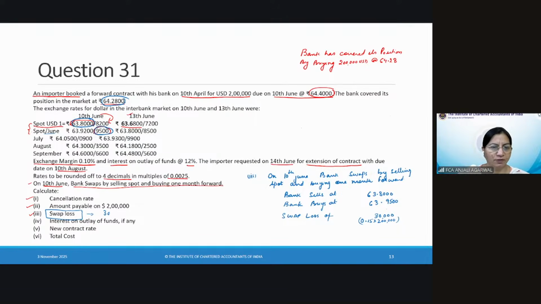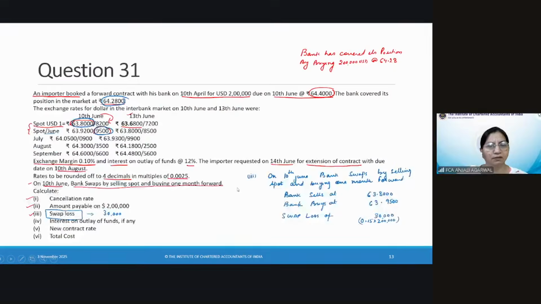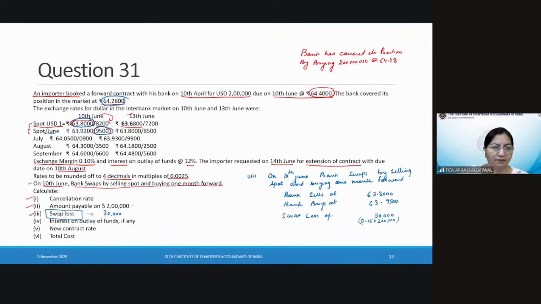So the swap loss is 30,000. The amount payable on loss is 156,500. And the interest cost comes out to be 1925.